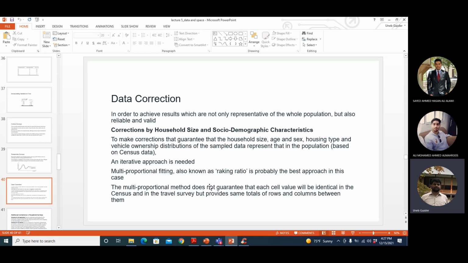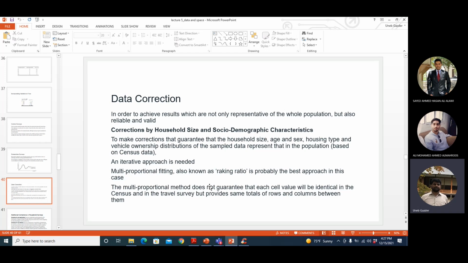Okay, and you can apply the corrections on these characteristics to make sure that the sample data represents the entire population. So for example, average household size in the sample should be the same as the average household size in the population. Average age of the sample should be the same as the average age of the entire population. Gender distribution, percentage male, percentage female of the sample data is similar to the entire population, and so on and so forth. So in this case, we have to apply an iterative approach.